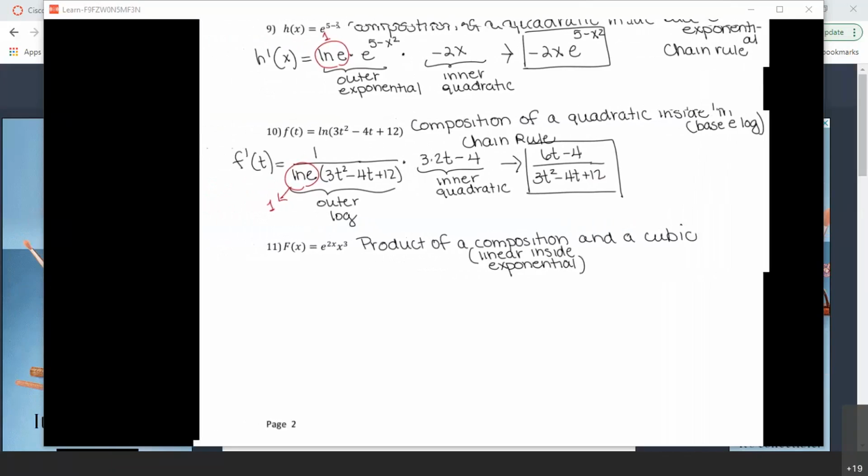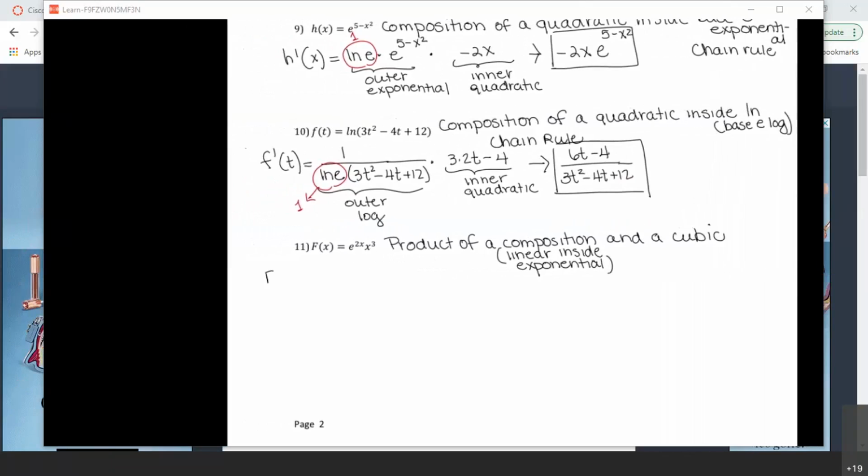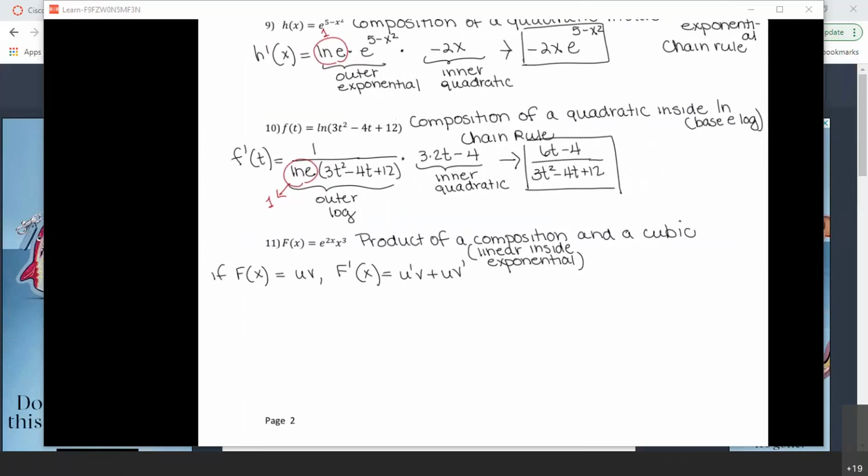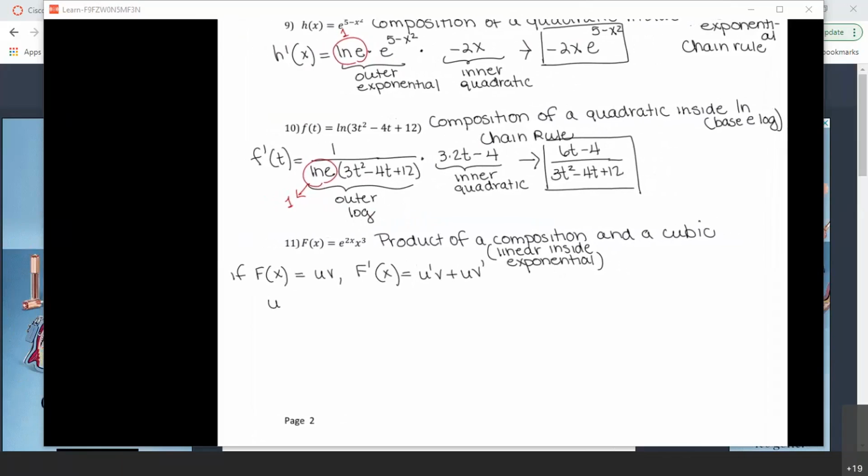First I've got my product rule. If f of x is u times v, f prime of x equals u prime v plus u v prime. Just write the product rule down, and that way I have it. Then I have u equals e to the 2x, v equals x cubed. So u is the thing that's the composition.